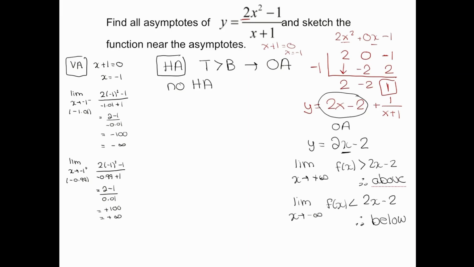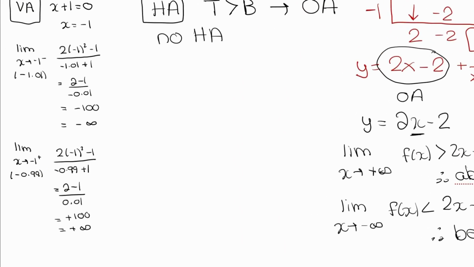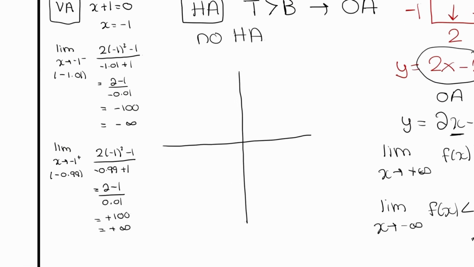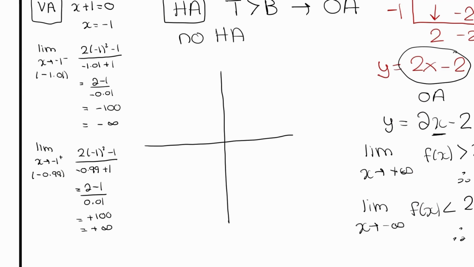Okay, so now we have enough information to sketch the end behavior. So let's go ahead and do that. I'm just going to blow this up a little bit. So what do we know? Well, I have a vertical asymptote where x equals -1. So let's get that drawn in there. There is my vertical asymptote where x equals -1.